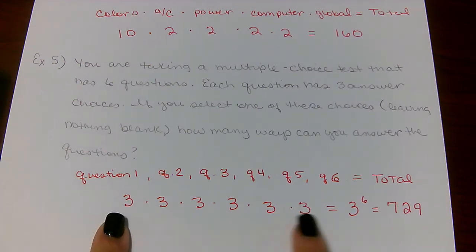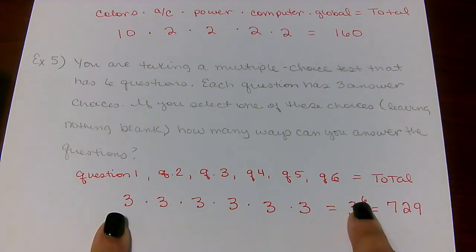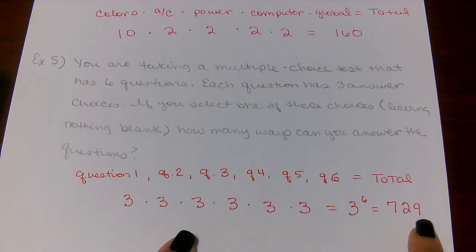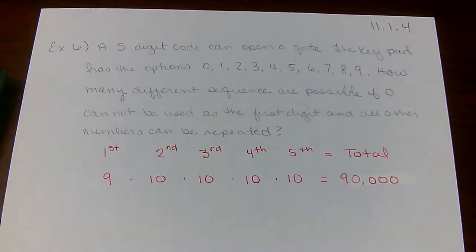This is going to be the same thing as 3 to the 6th power. That is going to be equal to 729 possible combinations.